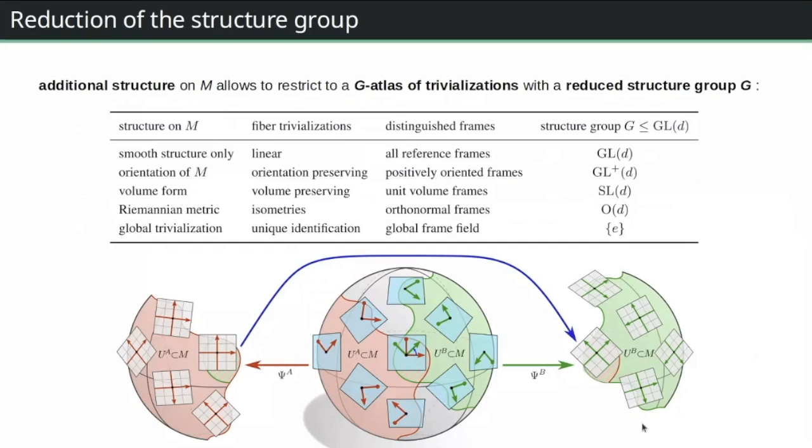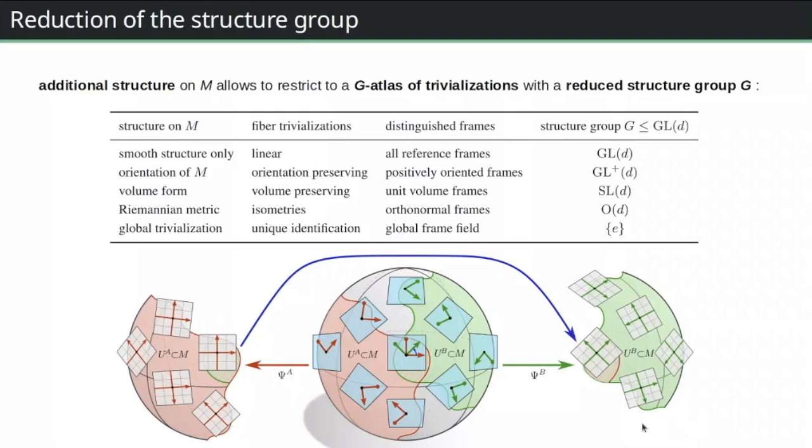Then if you have a volume form given on your manifold, you can say, okay, I want that my gauge map preserves the volume of tangent spaces, and you get unit volume frames. And as a gauge group, you get the special linear group, which has determinant 1. Then if you have a Riemannian metric given, you can restrict here to isometric maps, and you will get orthonormal frames everywhere. And your structure group would be O(d).